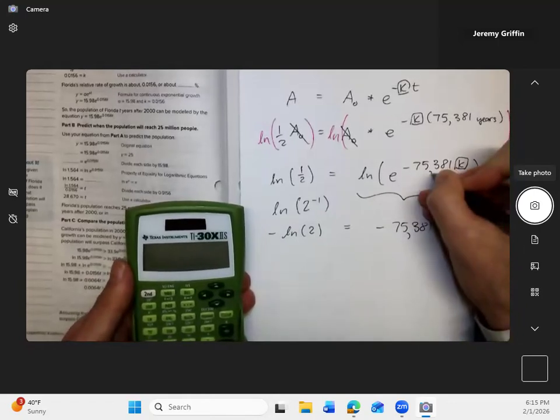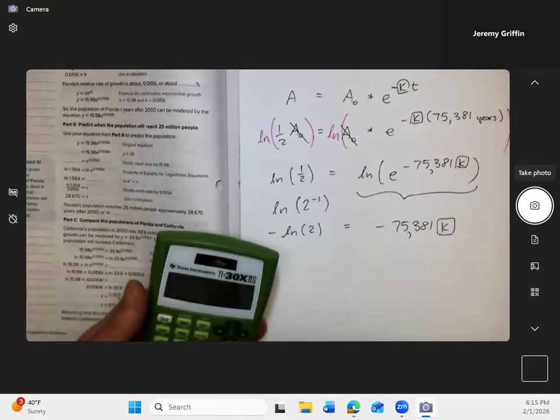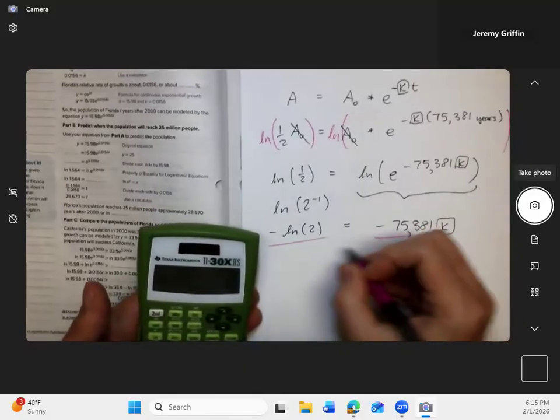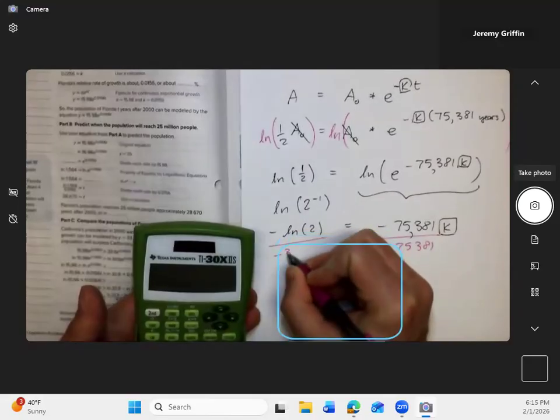And then this all here just simplifies to negative 75381k. Okay, divide both sides by this coefficient, negative 75381. Negative 7. What did I do?